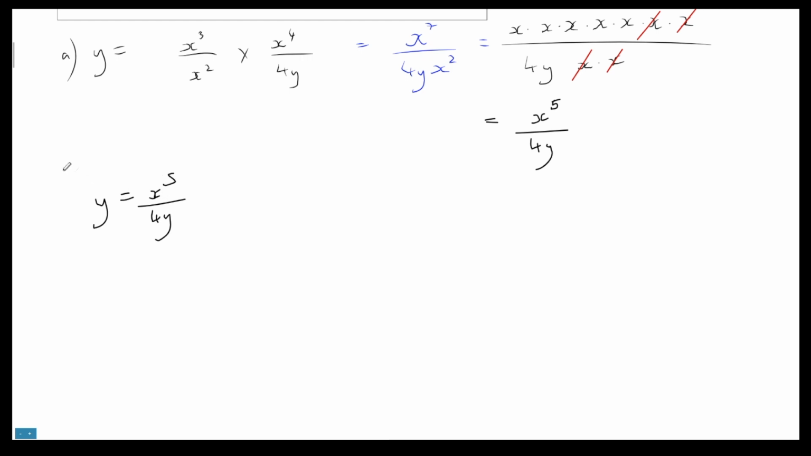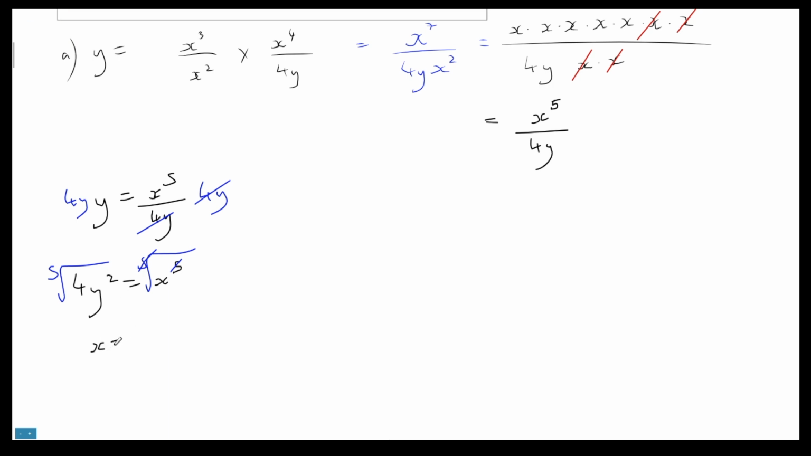I can multiply both sides by this 4y. Let's do that. It's going to look like this. 4y, 4y. This will cancel out. y times y is y squared. So I'm going to have 4y squared is equal to x to the power of 5. And then to undo that, to get x by itself, I'm going to do a 5th root of both sides. It's going to look a bit like this. 5th root and 5th root. Again, that's going to cancel out. That's why we did it.